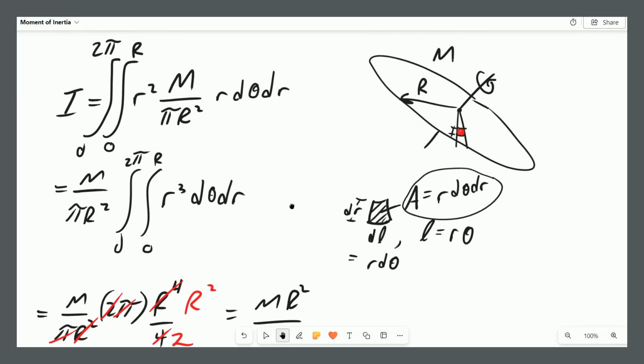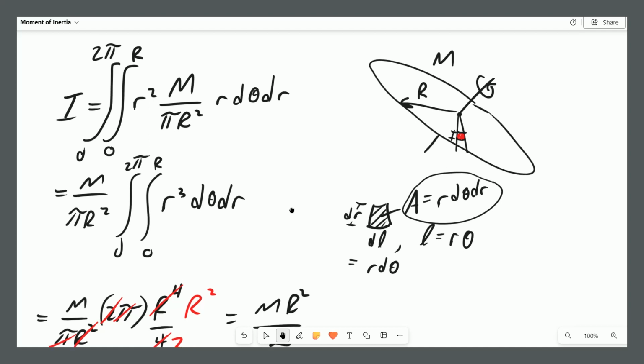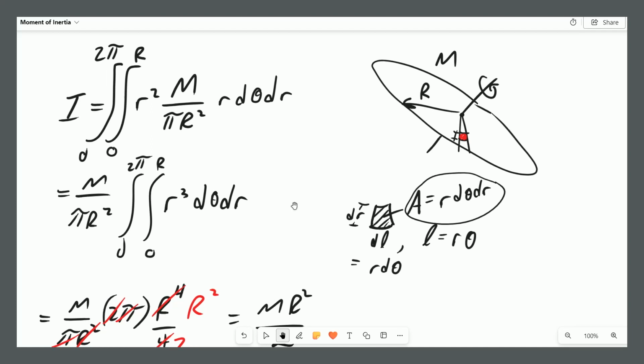And for any other shape, the moment of inertia is just the integral of mr squared over an area or a volume or a length.